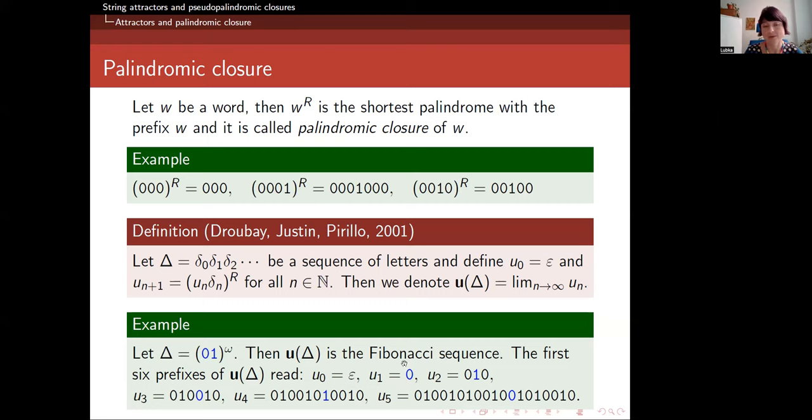So let us check for the first six prefixes that they indeed are prefixes of the Fibonacci sequence. So U0 is the empty word, but then U1, you take this zero from the directive sequence, the first letter, and you make the palindromic closure, so it stays the same. Then here, in order to construct U2, you take U1, so zero. Then you take the second letter, so one, from your directive sequence, and you make the palindromic closure. Okay, then to construct U3, the next prefix of the Fibonacci sequence, you take U2, so 0, 1, 0. You read zero in your directive sequence and you make the palindromic closure.